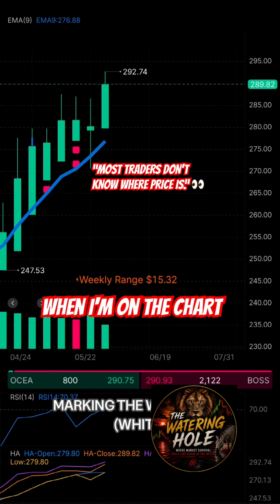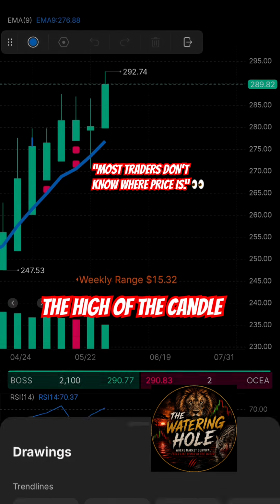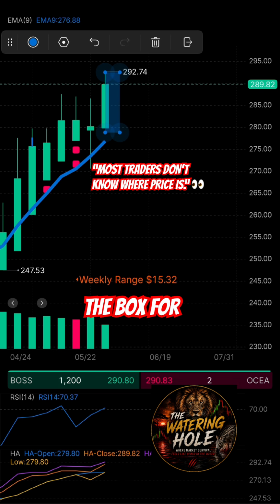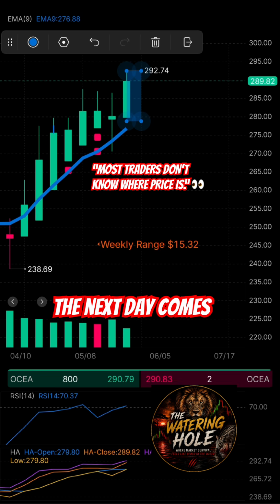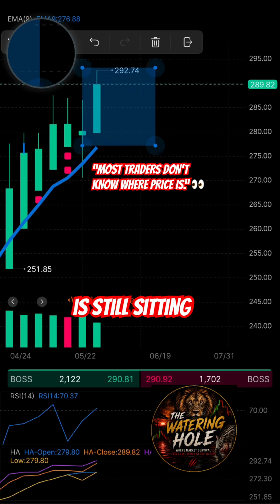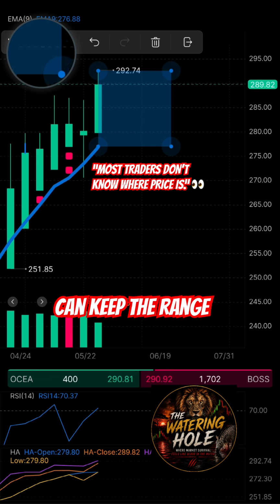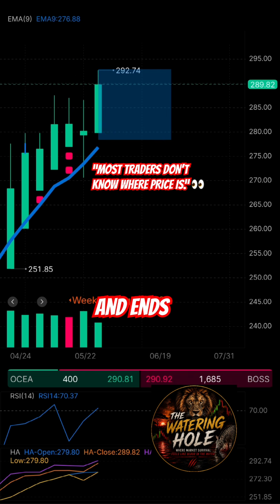When I'm on the chart, I go into the drawing tools, find the box tool, and tap the high of the candle and the low of the candle. That creates the box for me. Then, I adjust the box to my liking, and I usually extend it out a little farther to the right, so when tomorrow comes, or the next day comes, price is still sitting inside that structure visually. That way, I can keep the range in front of me instead of guessing where the battlefield starts and ends.